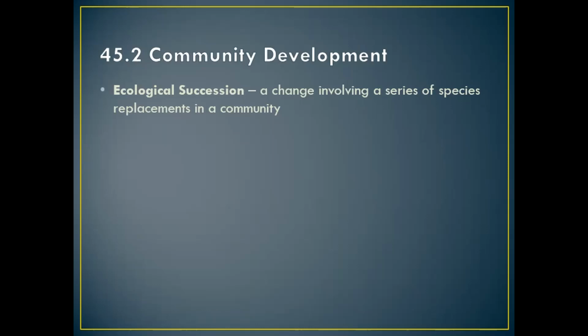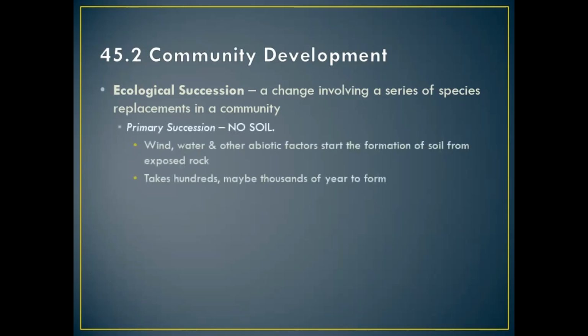A change involving a series of species replacing each other in a community. There are 2 types of succession. It's actually very simple, I think. The first type of succession is called primary succession. This is where you start from scratch and make an entire ecosystem.